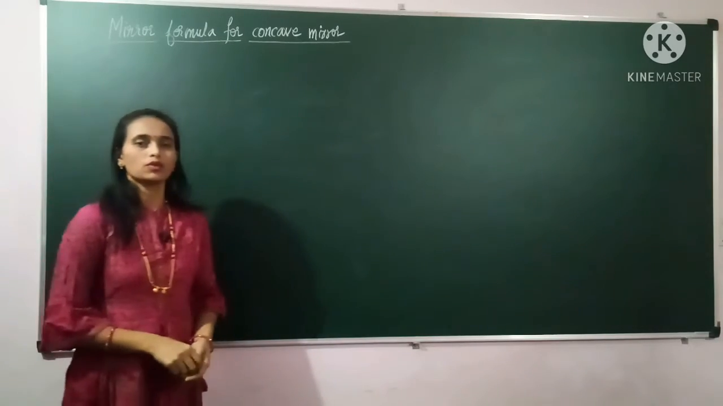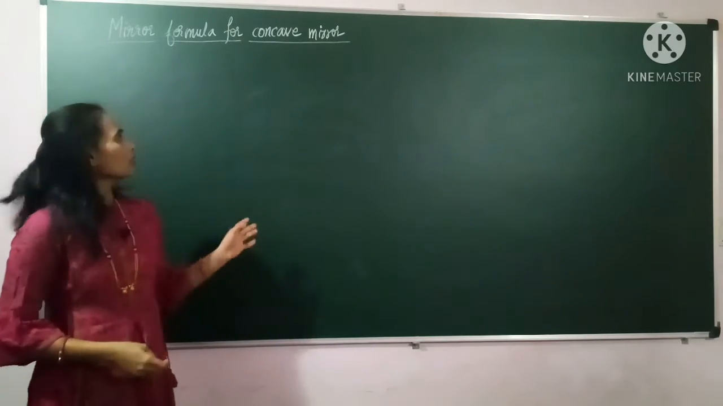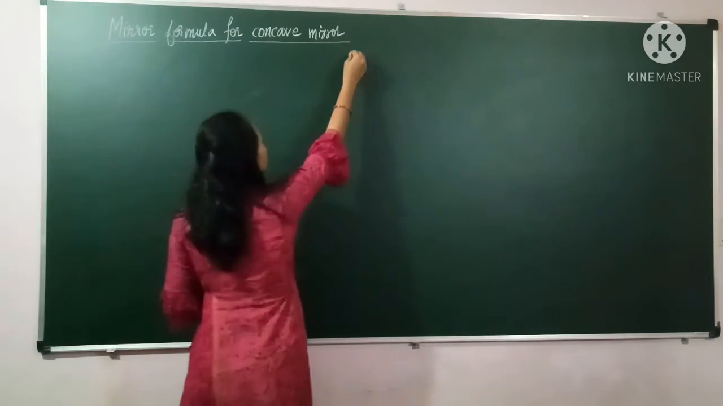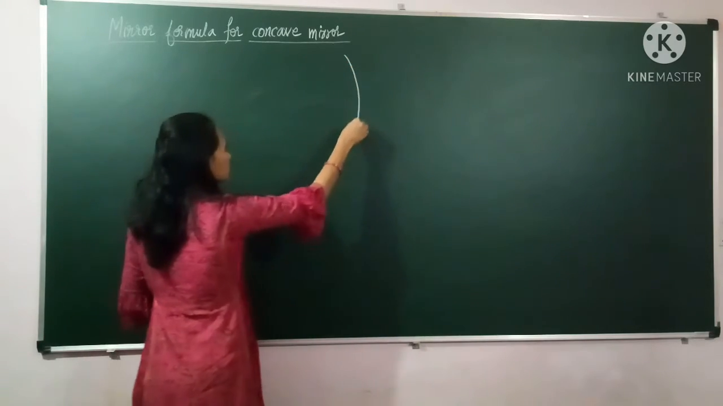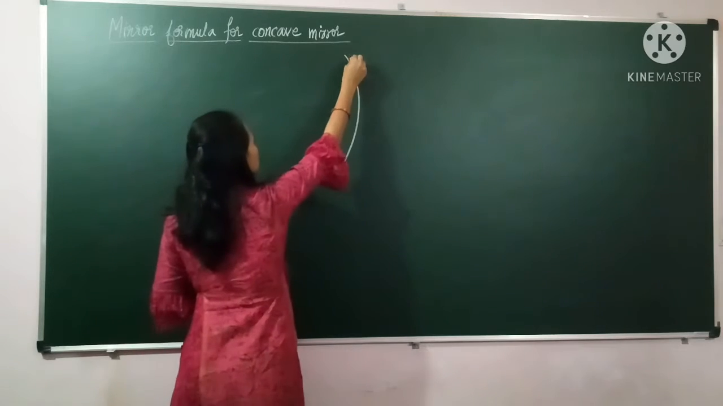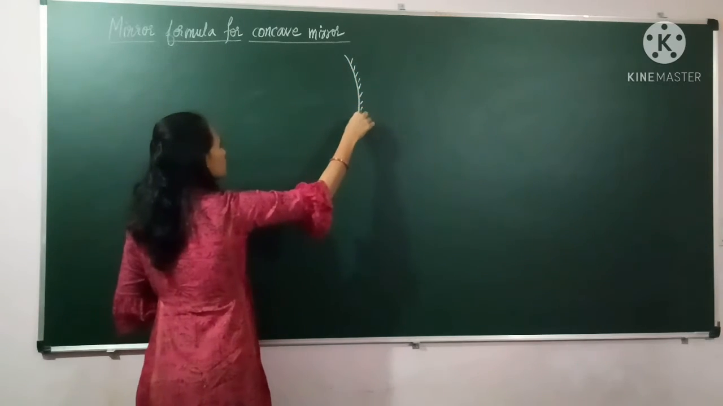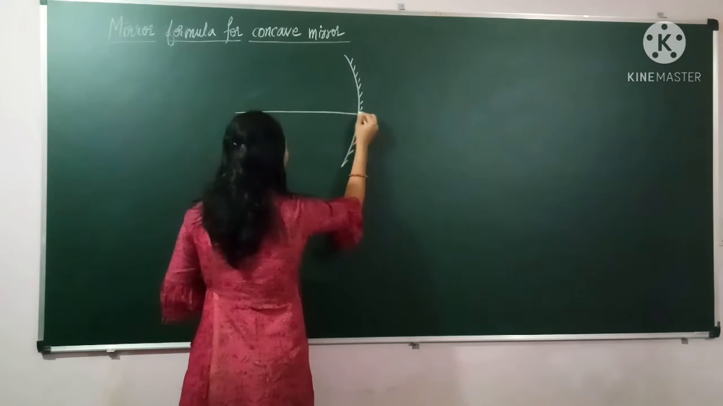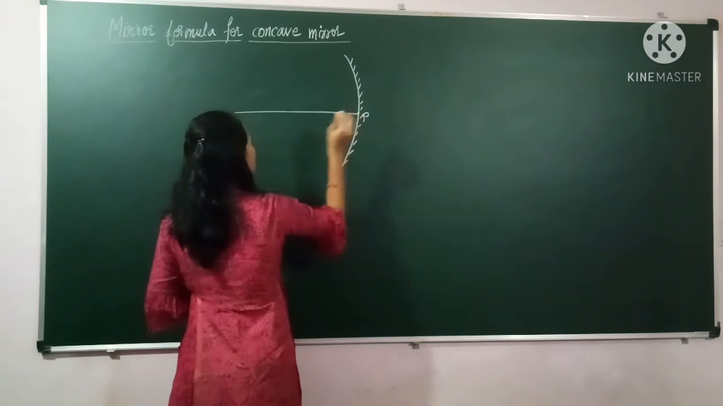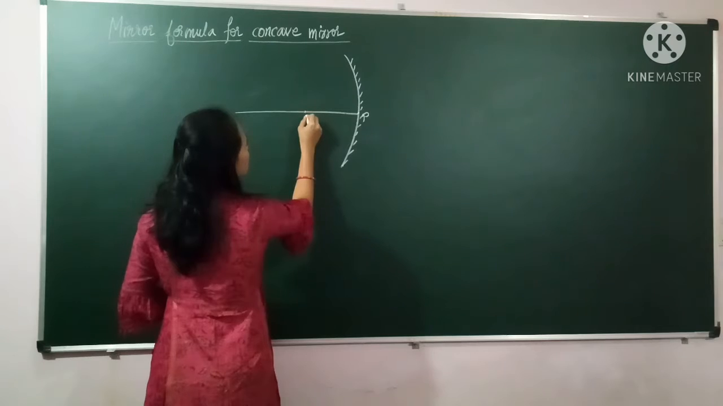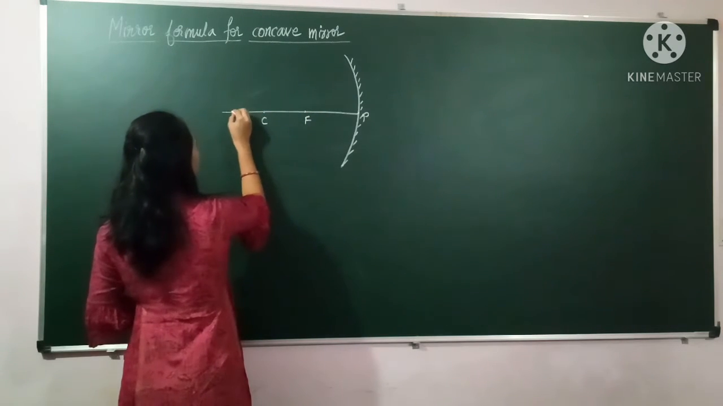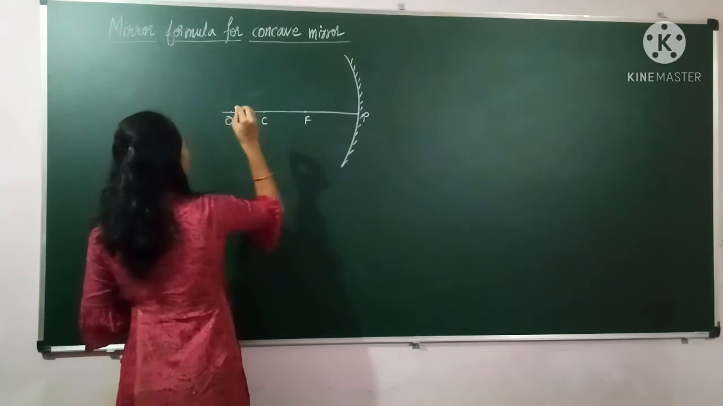About the mirror formula, or the mirror equation, for a concave mirror. For that, first we will draw the concave mirror. So this is our concave mirror. For this concave mirror, first we will draw the principal axis, and this is our pole, and here is the focus, the center of curvature, and here somewhere is the object.